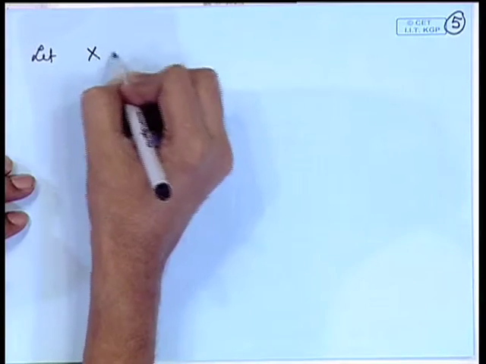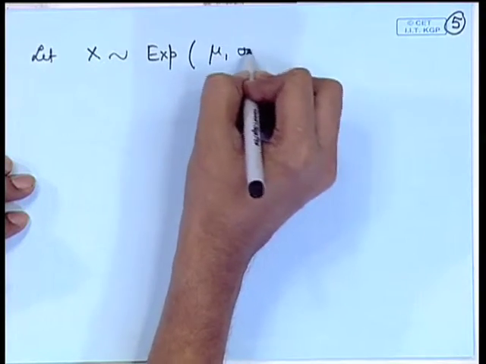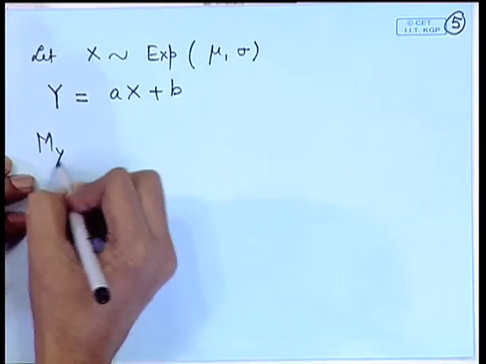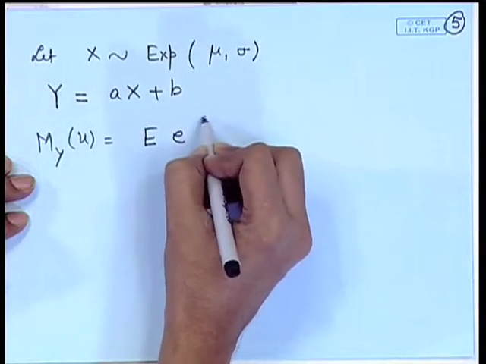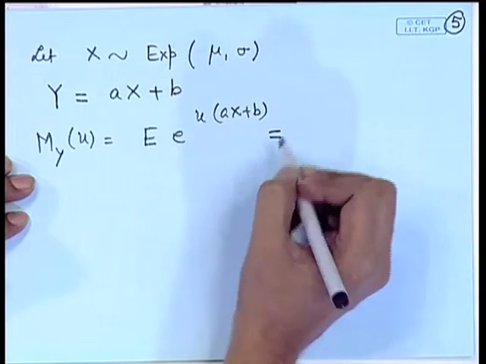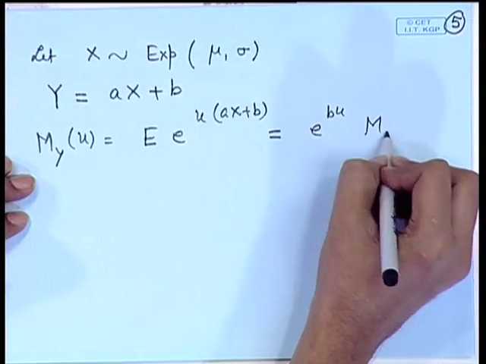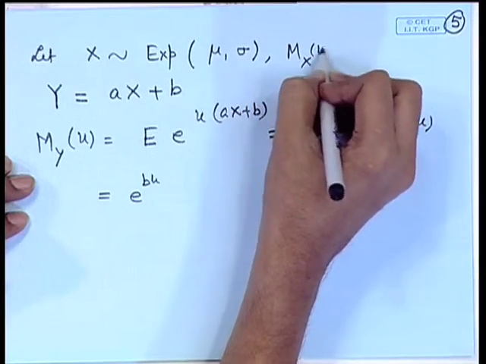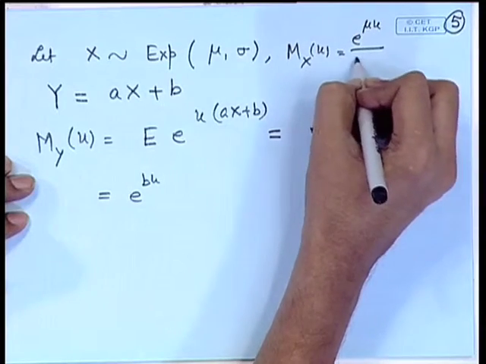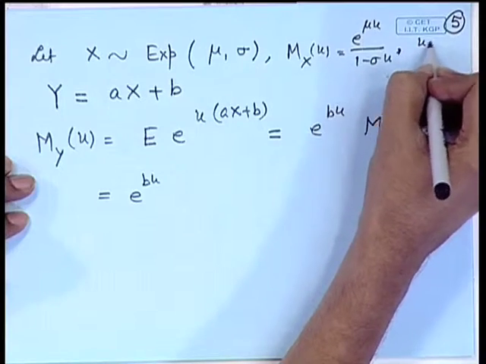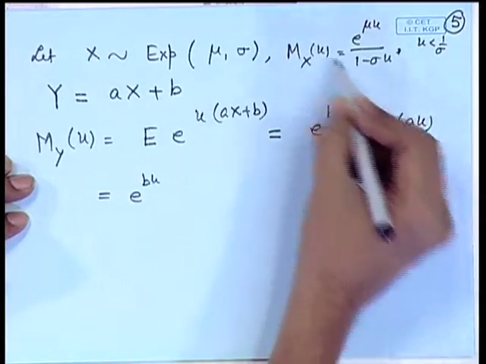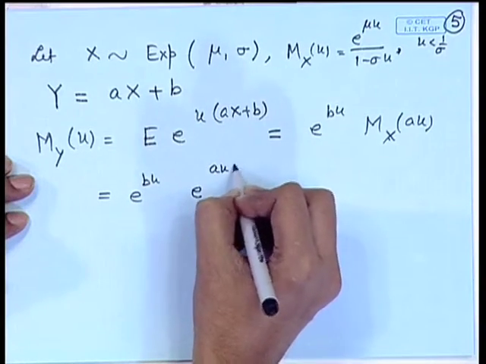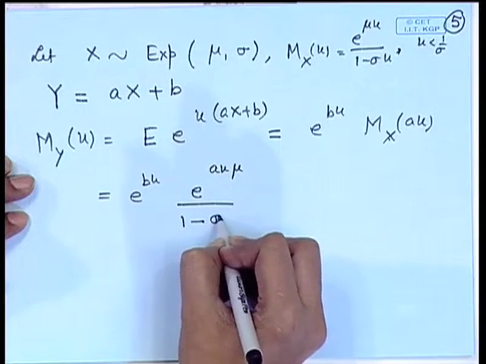So, let x follow an exponential distribution with parameters mu and sigma. Consider the transformation y equal to say a x plus b. Consider the moment generating function of this. Then it is the expectation of e to the power u into (a x plus b). This is equal to e to the power b u and the moment generating function of x at the point a u. So, what is the moment generating function of x at the point u? That we derived as e to the power mu u by (1 minus sigma u) for u less than 1 by sigma. So, if we make use of this term here, in place of u we can put a u here. So, it is equal to e to the power a u mu divided by (1 minus sigma a u).